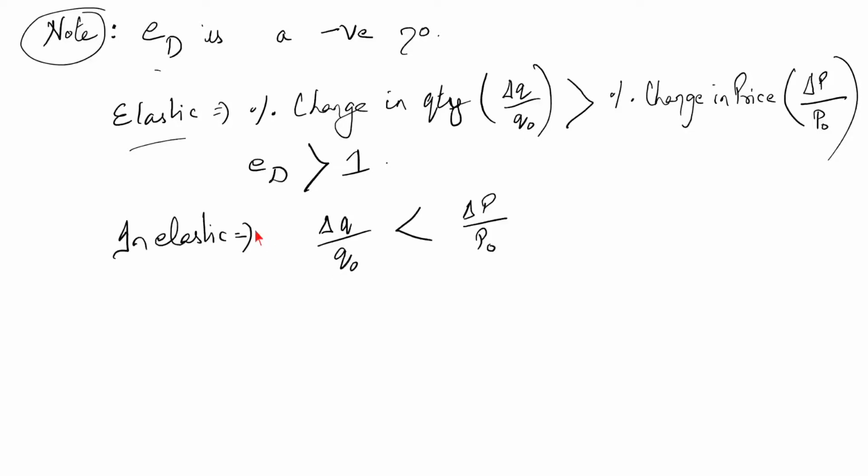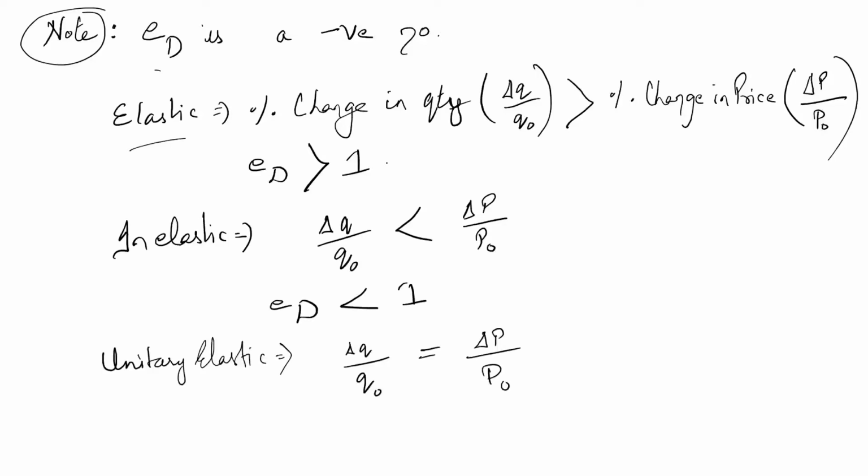Now price elasticity of demand is considered to be inelastic when percentage change in quantity is less than percentage change in price. It is denoted by ED less than 1. Price elasticity of demand is considered to be unitary elastic when percentage change in quantity is equal to percentage change in price. It is denoted by ED equals 1.